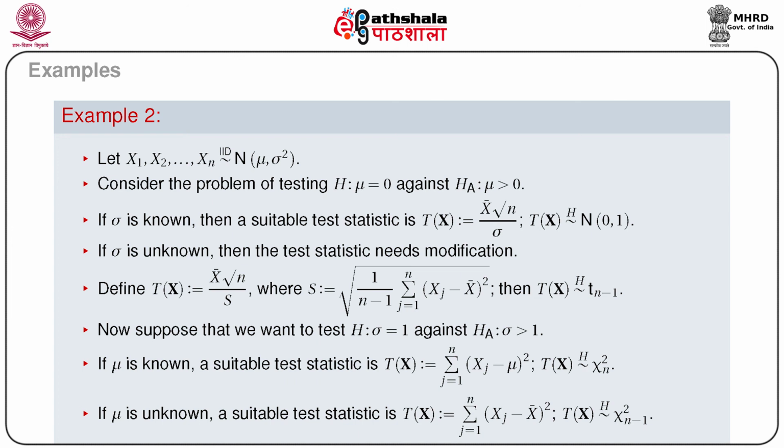But if mu is unknown, then we cannot use the above test statistic. In that case, we replace mu by x bar and modify our test statistic as Tx equal to summation over i from 1 to n of xi minus x bar whole square, which follows the chi-square distribution with n minus 1 degrees of freedom under the null hypothesis. In both cases, we use a right tail test for testing H against HA.